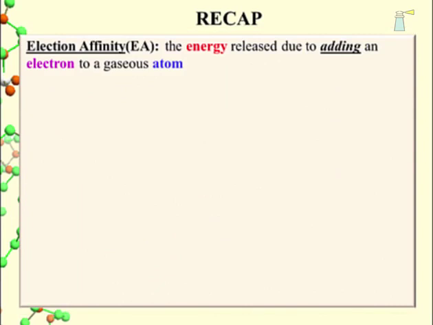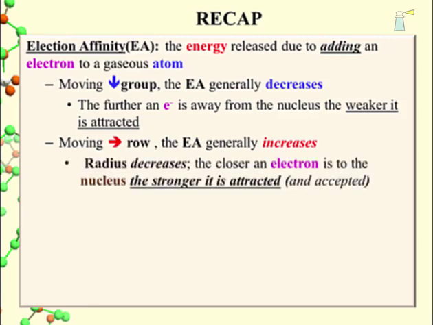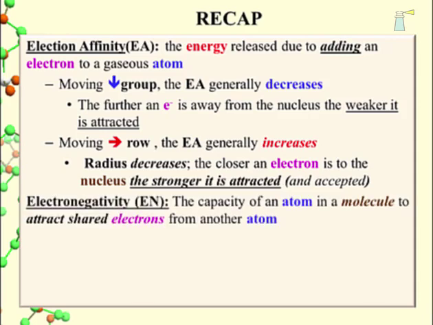The electron affinity, EA, is the energy released due to adding an electron to a gaseous atom. Its periodic trends include a general decrease moving down a group. The further an electron is away from the nucleus, the weaker it is attracted, low EA. And moving across the row, the EA generally increases. We saw that the radius decreases moving across the row, and the closer an electron is to the nucleus, the stronger it is attracted and accepted, higher EA.